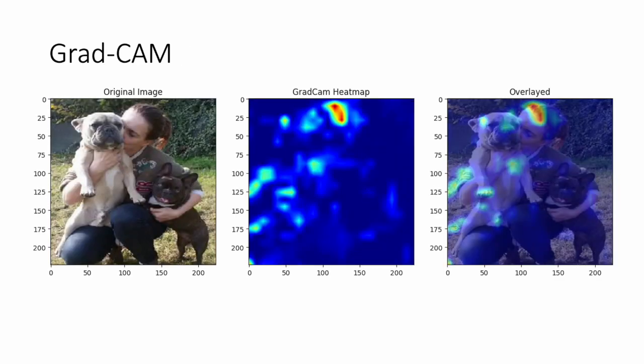GradCam uses gradients to get neuron importance weights. It then generates activation maps with that information, which we can then visualize and interpret. Here you can see that the model might be picking up some of the features of this dog, but it's really heavily focusing on the hairline of this woman.